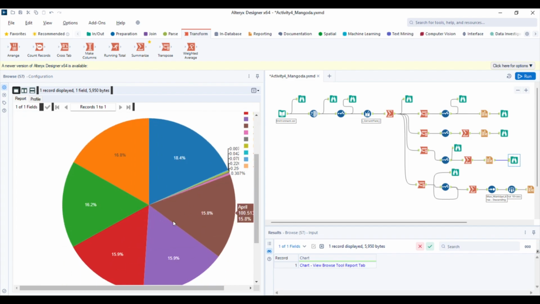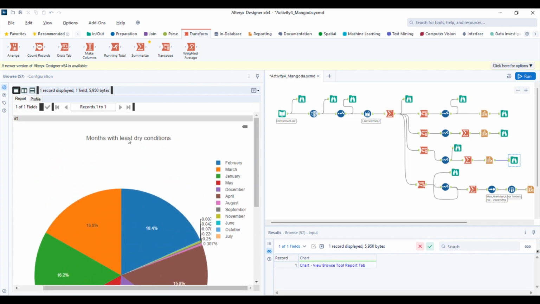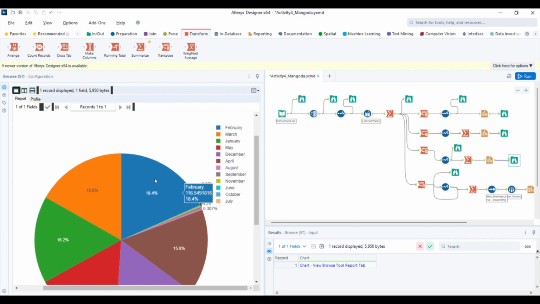The next is the data visualization regarding months with the least dry conditions. The month with the least dry conditions is February, which receives 18.4%, followed by March, which is 16.8%, and then January, which is 16.2%. The lowest of all is July. This is so small that it doesn't display.